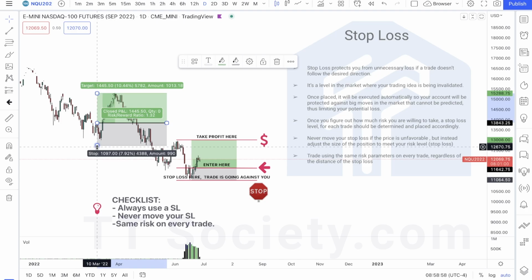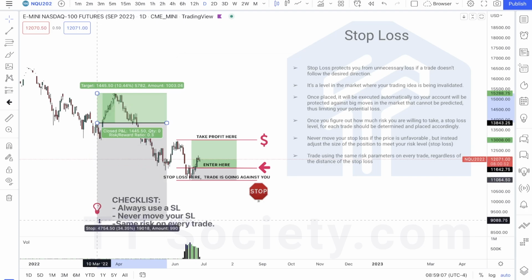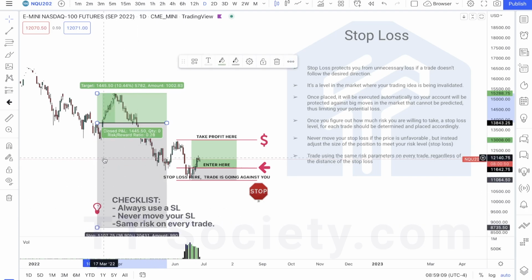But if you are not setting stop losses, your loss can be infinite and your account liquidated.